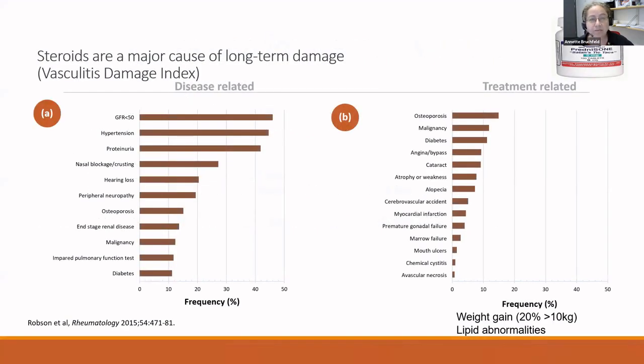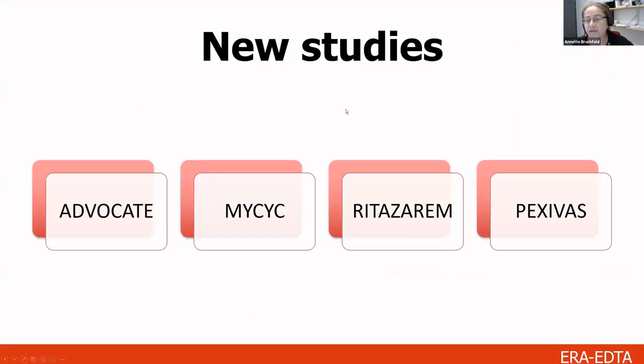To set the scene, steroids are a major cause of long-term damage. There is, of course, a lot of disease-related damage, but steroids are a big problem with a number of well-known side effects. So the new studies that I will discuss are the ADVOCATE trial, a little bit about the MYCYC trial, rituximab, and also a few words at the end about Pexivas.